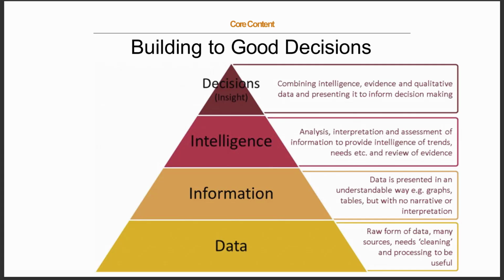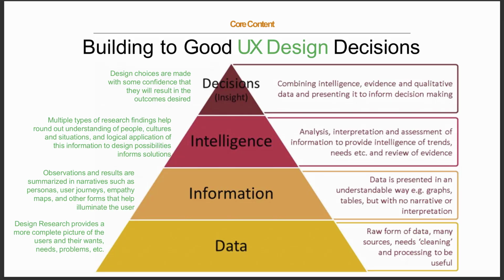This is where we start to create maybe artifacts, figuring out the evidence, seeing patterns and trends. Then we can start making some decisions. This is where we combine intelligence and evidence and qualitative data to inform our decision making. Now specifically for UX design, research gives us a more complete picture of what the user wants, needs, problems, challenges, pain points. That is our data.